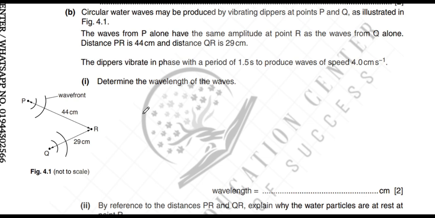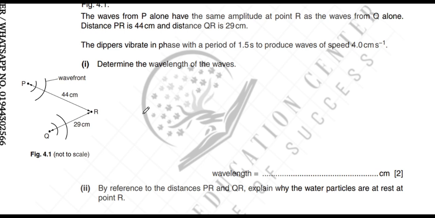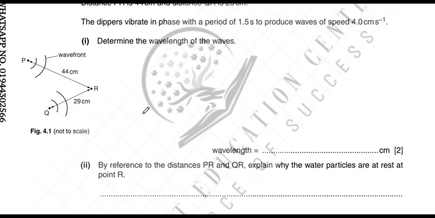Then B: a circular water wave is produced by vibrating dippers at points P and Q. The wave from P alone has the same amplitude at point R as the wave from Q alone. Distance PR is 44 and distance QR is 29. The dippers vibrate in phase with a period of 1.5 seconds to produce waves of speed 4.0 centimeters per second. They are asking for the wavelength.